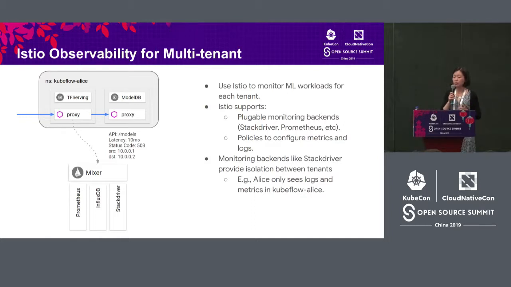You can use Istio to monitor machine learning workloads for each tenant. Istio allows you to plug in any monitoring backends, such as Stackdriver, Prometheus. And you can define policies to configure what metrics and stats you would like to log. The monitoring backends like Stackdriver provide isolation between tenants. For example, you can specify the access control policy such that user Alice only sees logs and metrics in the Kubeflow Alice namespace.